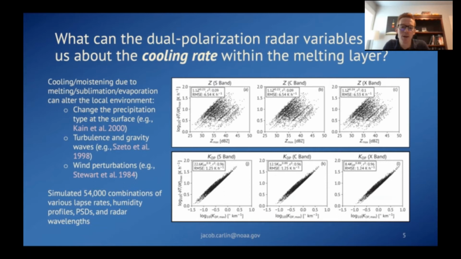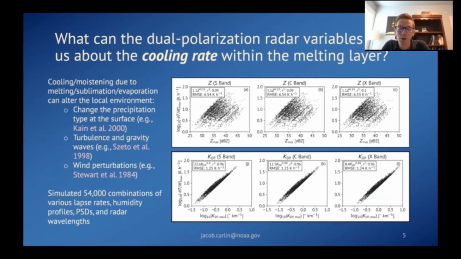Now, if you look in contrast to the specific differential phase, or KDP, at the bottom, you see a much different story here, a very constrained linear relationship between the cooling rate and KDP, and the root mean square errors here are reduced by about a factor of 5.